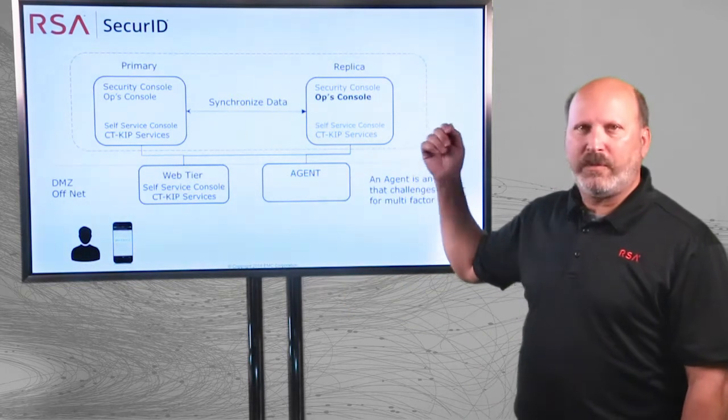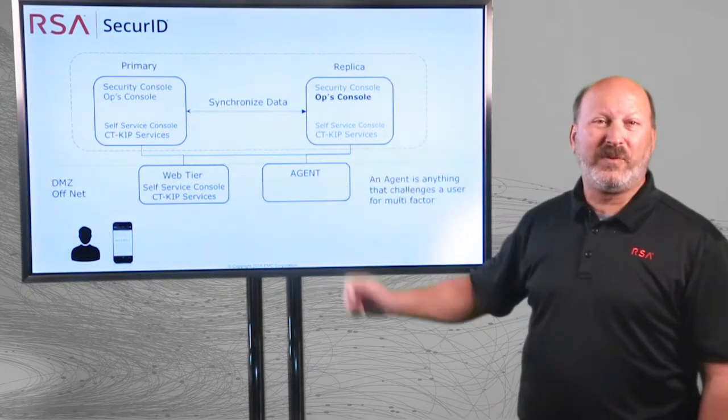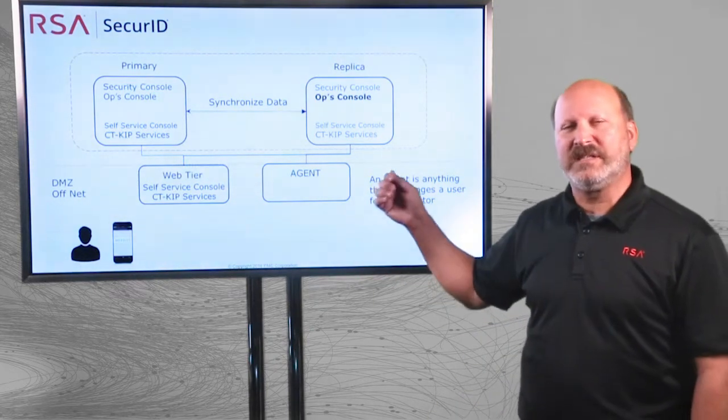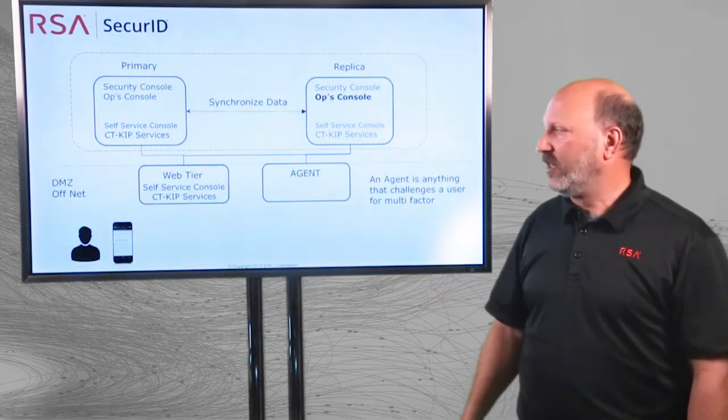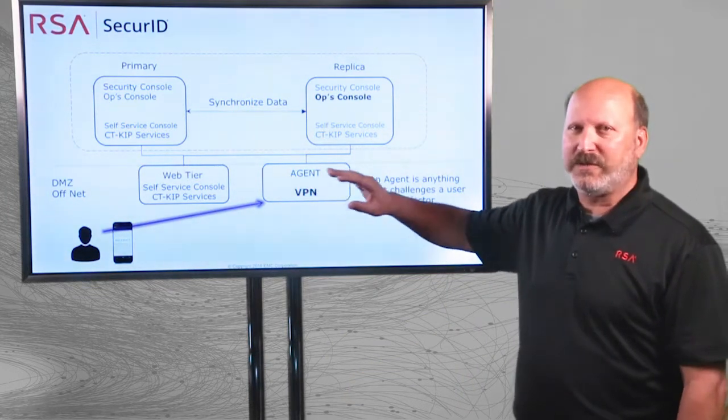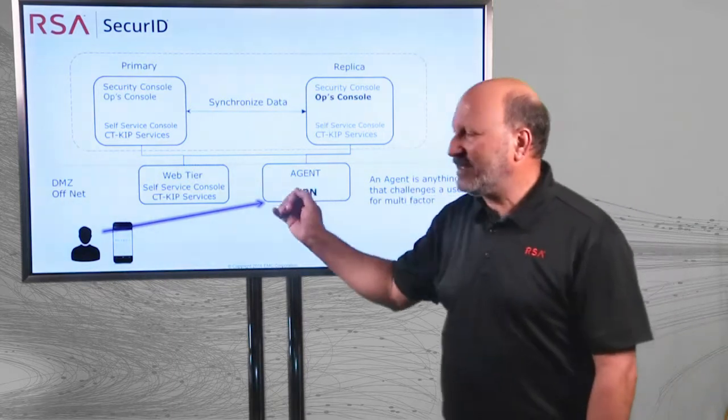An agent is probably the most confusing thing to a lot of people. What is an agent? An agent is very simple. All it is, is anything that challenges a user. The most common agent, VPN. So if this is a Cisco, F5, Palo Alto, Juniper, I don't really care. The process is the same.